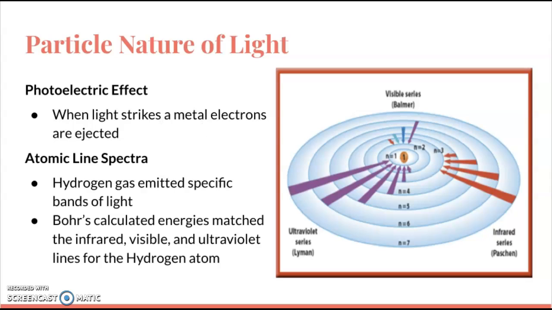All right. The next part we have is the particle nature of light. And we have a couple of things that we talk about with the particle nature. These are electrons. These are our actual particles. We have one thing called the photoelectric effect, meaning when light strikes a metal, electrons are ejected. That's what the photoelectric effect is called.